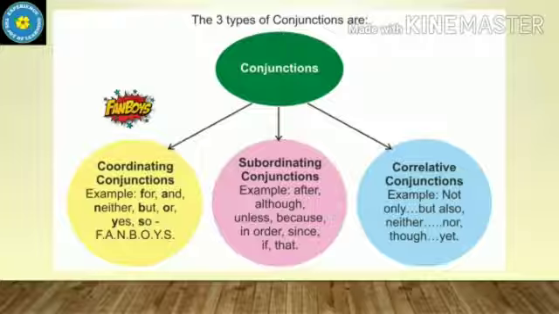by saying the word fanboys. It's a mnemonic, a shortened form, kind of to remember the coordinating conjunctions. These coordinating conjunctions are like simple conjunctions. They are for, and, neither, but, or, yet, so. It is not yes so, it is yet so.